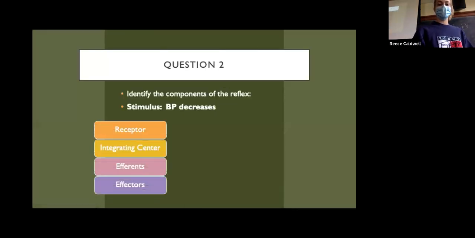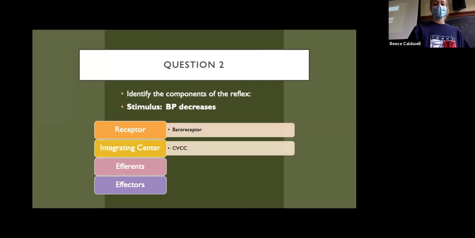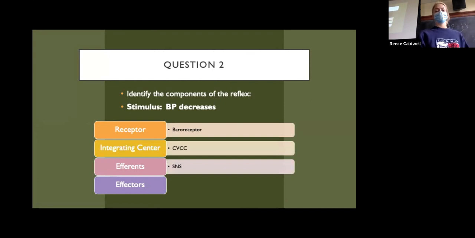So question number 2. Now we're going to look at an example of blood pressure decreasing, kind of what we looked at in the beginning, but now we're going to look at the actual components of the reflex. The receptor that we will see go off whenever our blood pressure decreases is, of course, the baroreceptor, what we're talking about today. The integrating center is, again, what we've talked about multiple times, the cardiovascular control center. And the efferents, the exiting signals, are coming from the sympathetic nervous system.